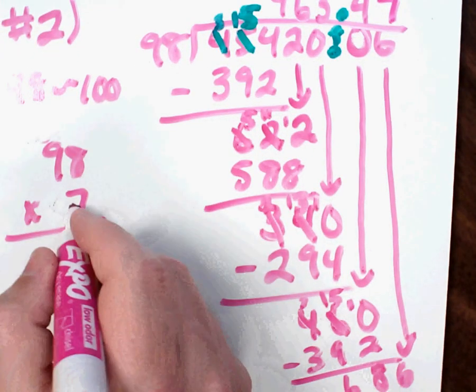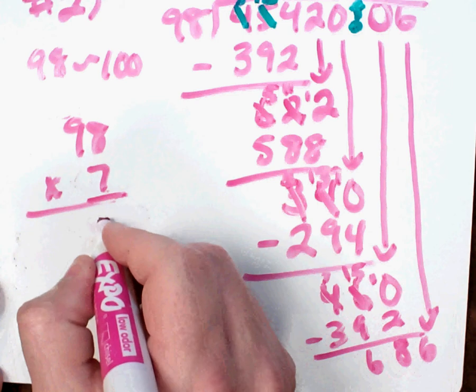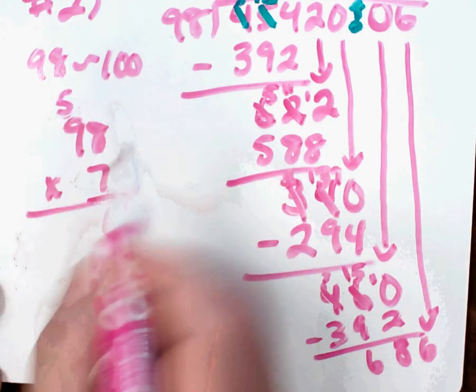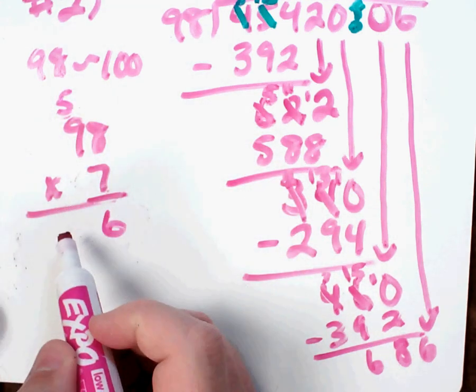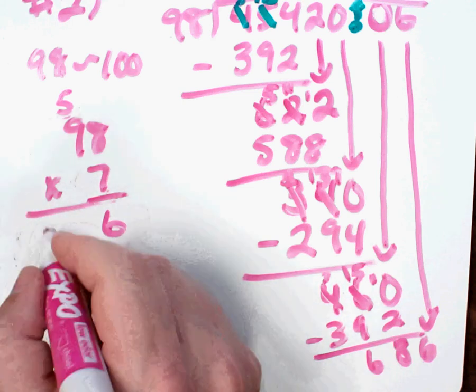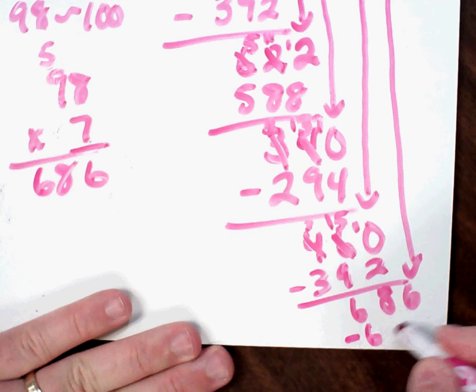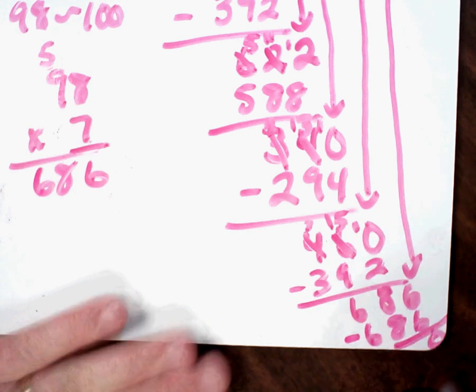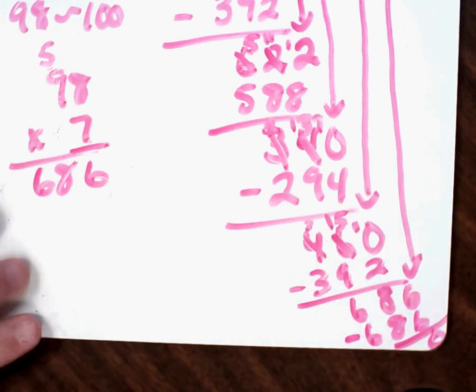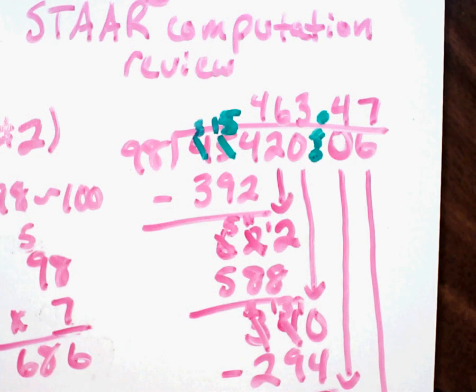All right. 7 times 8 is 56. Carry the 5. 7 times 9 is 63. Plus 5 is 68. And we are good to go. Look at that. Just enough room on the board to get that done. So my answer on number 2 is 463 and 47 hundredths.